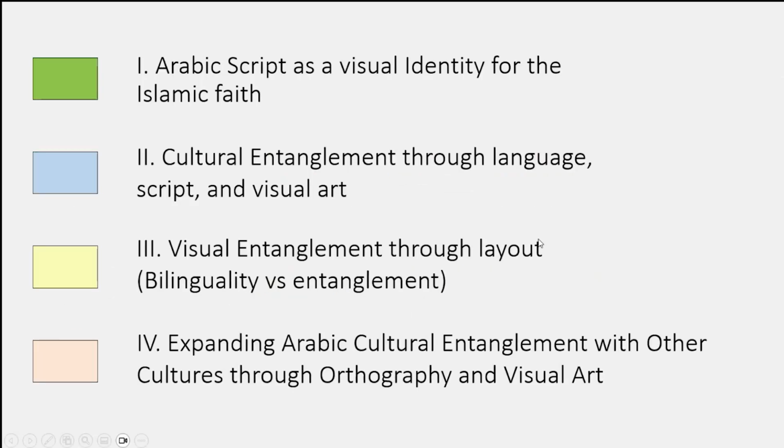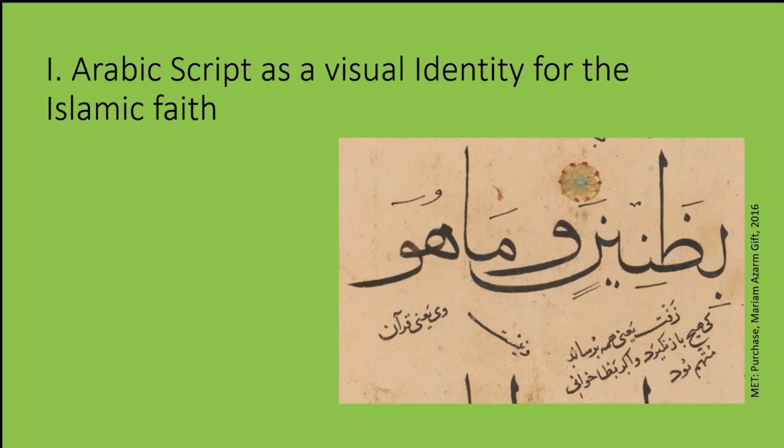of the research. The four sections of this lecture are: first, Arabic script as a visual identity for the Islamic faith. The second is cultural entanglement through language, script, and visual art. The third is visual entanglement through layout, bilinguality versus entanglement. And the fourth is expanding Arabic cultural entanglement with other cultures through orthography and visual arts. The first one, Arabic script as a visual identity for the Islamic faith.